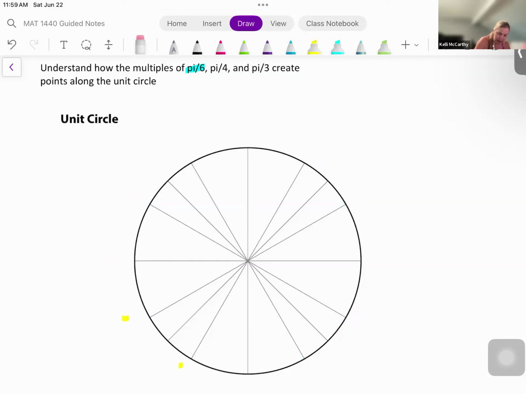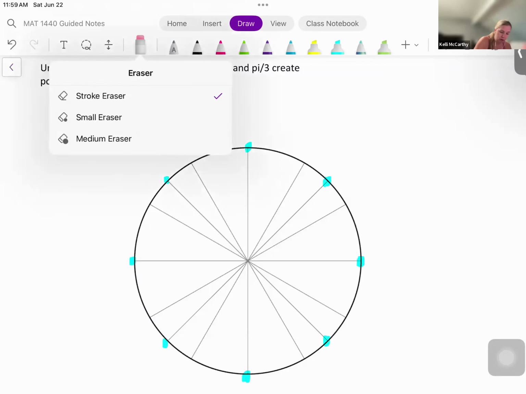Okay, so now let's look at pi over 4. Pi over 4 is a little bit easier because with pi over 4, we know that those are those perfect diagonals in each quadrant. So 1 pi over 4, 2 pi over 4, 3 pi over 4, 5 pi over 4, 6 pi over 4. I counted that wrong. 1, 2, 3, 4, 5. Oh no, 6 pi over 4, 7 pi over 4, 8 pi over 4. And again, the odd multiples of pi over 4 make those perfect diagonals in each quadrant.